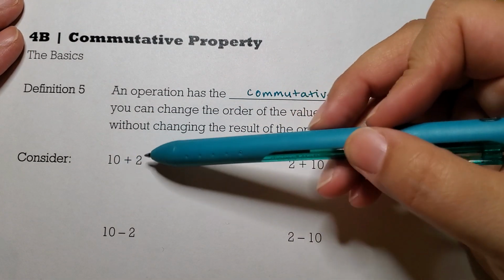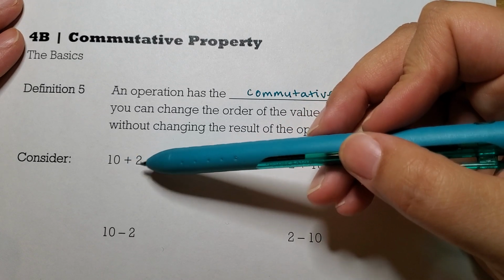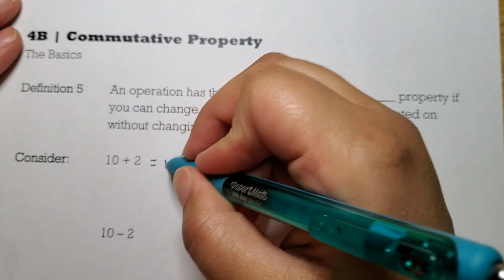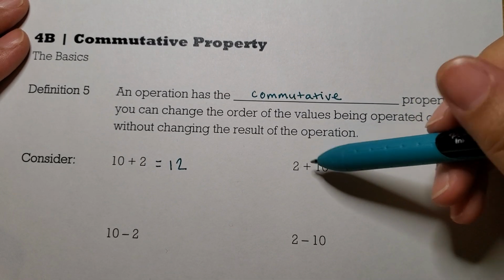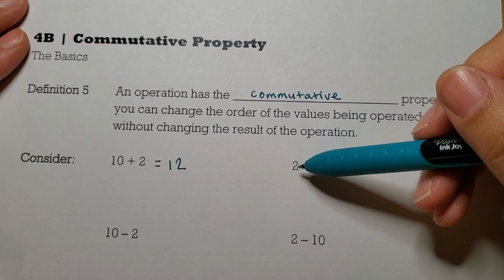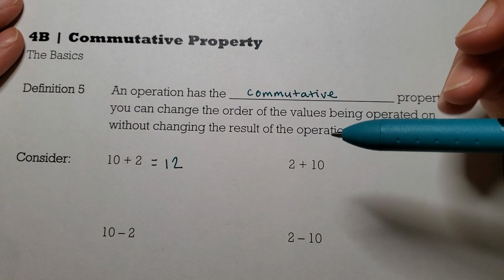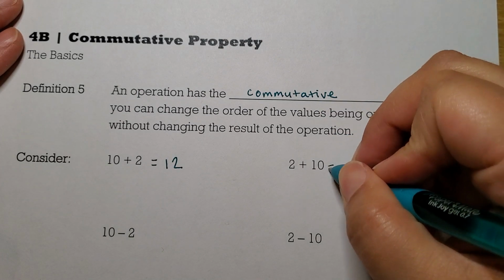So if I have 10 plus 2, that means I start at 10 and I'm going to add 2 more to it. So we have 10, 11, 12. If I have 2 plus 10, that means I start at 2 and then I have to add 10 things to it. So 3, 4, 5, 6, 7, 8, 9, 10, 11, 12.